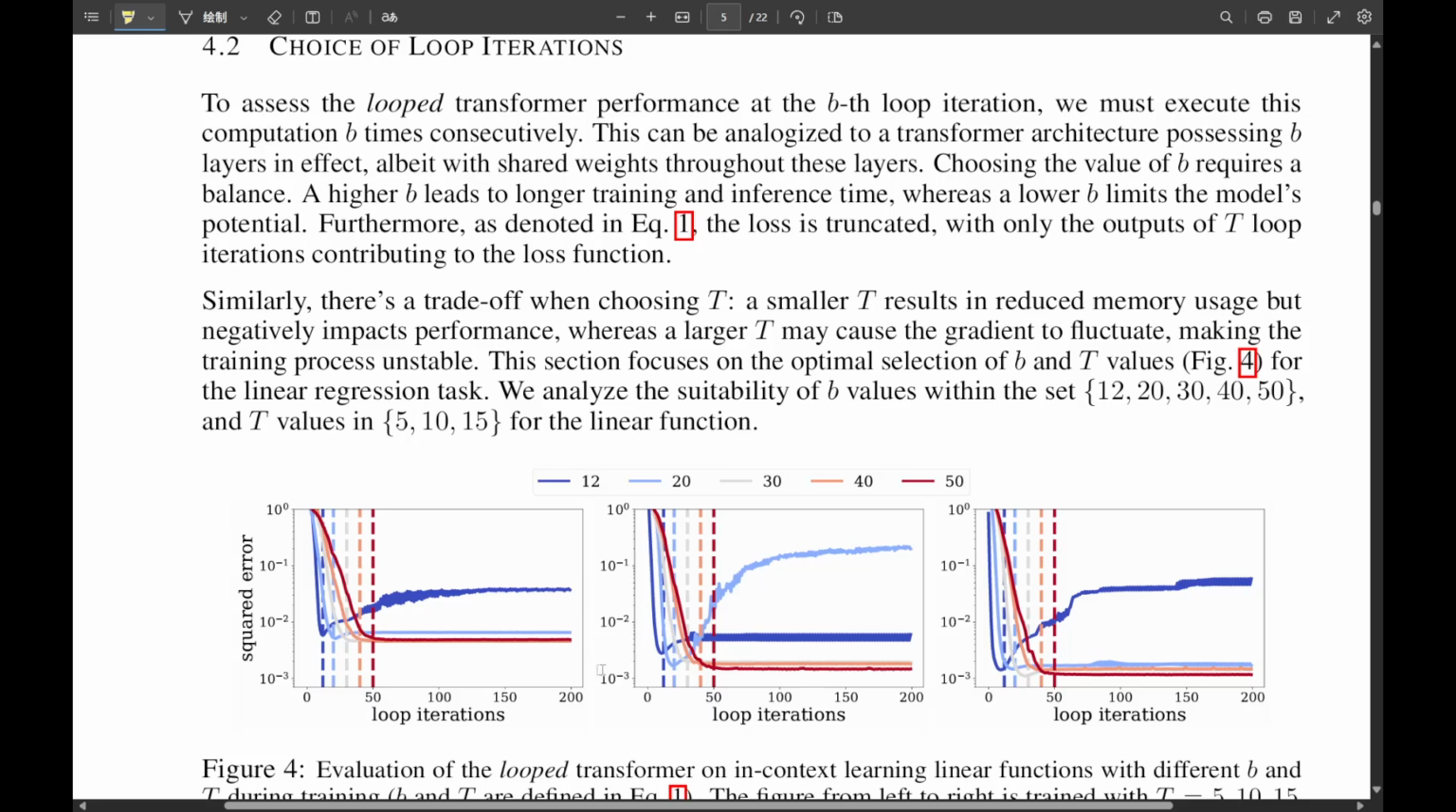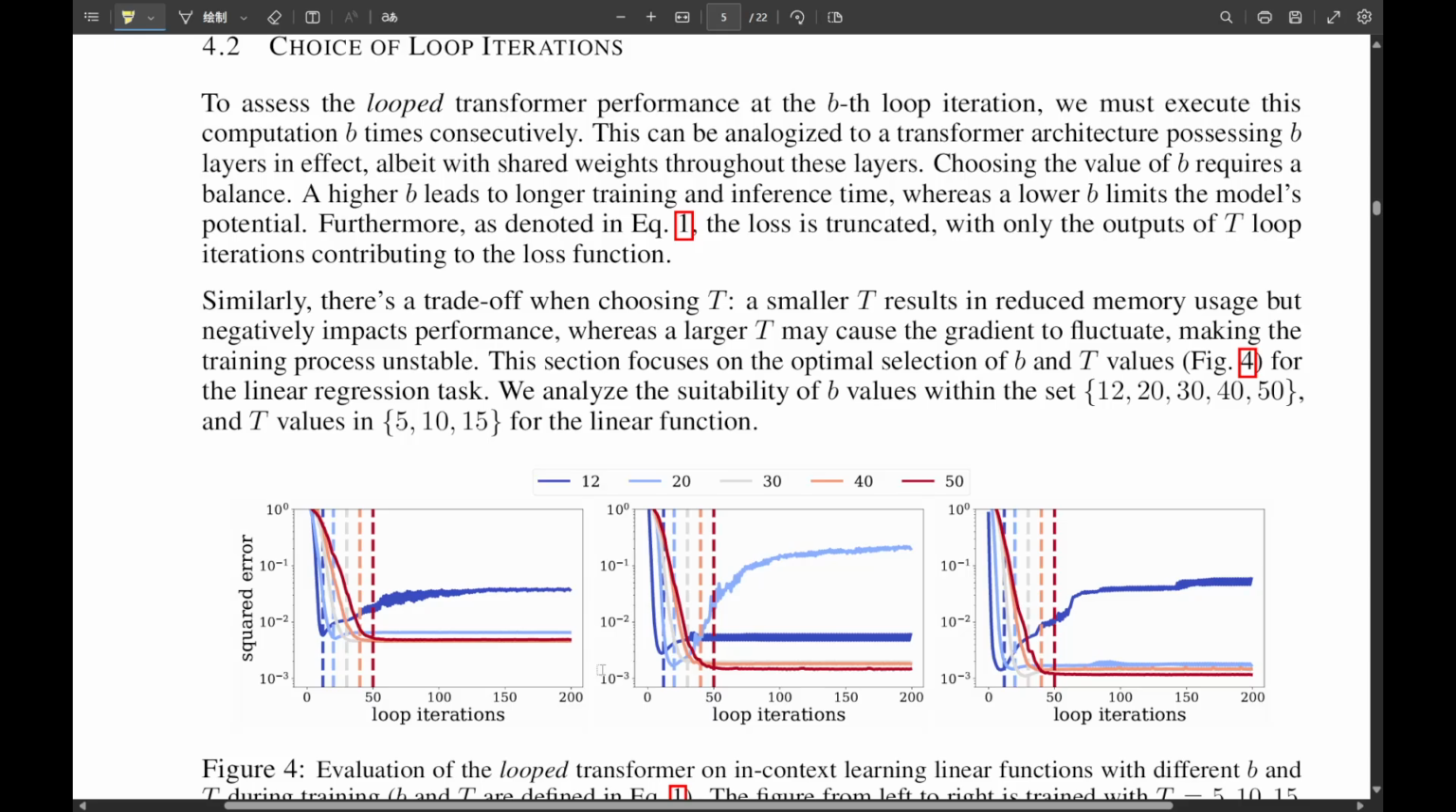Why would it be better at sparse problems? It seems to have an inherent inductive bias towards simpler solutions. Because it's reusing the same weights, it naturally favors solutions that don't require incredibly complex, unique computations at each step. Sparsity is a form of simplicity.